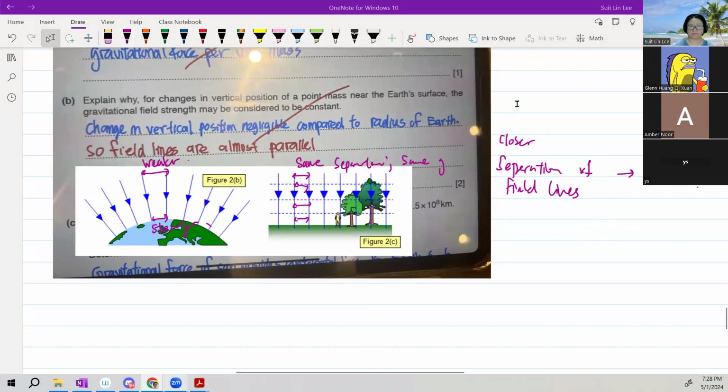So number 2, direction of arrow or direction of g is the direction of F.